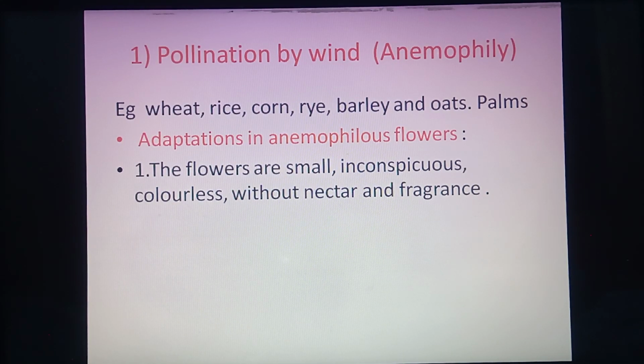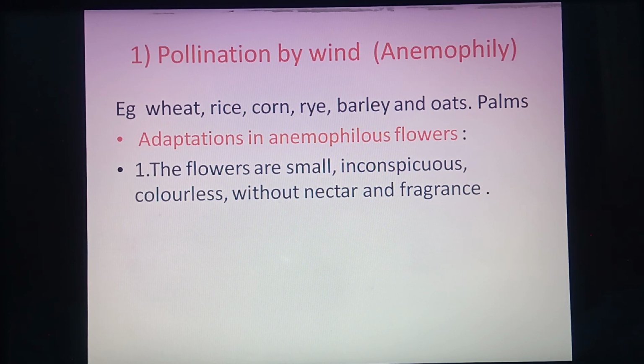Adaptations in anemophilous flowers. The plants that follow the process of anemophily show certain adaptations or modifications. First, the flowers are small and inconspicuous, meaning they are not detectable from a far distance. In the case of entomophily, you can observe the flowers are conspicuous, that means they are detectable from a far distance. As the size of the flower is small over here in anemophily, they are inconspicuous and colorless.